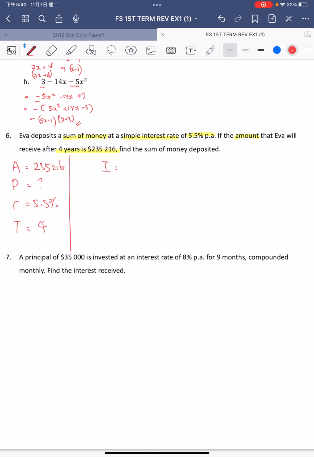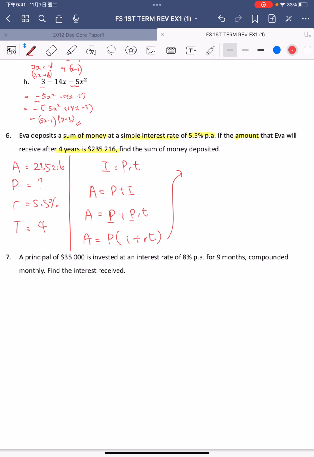So then we can use our formula to find the interest. Simple interest is equal to PRT, but this time we don't know the interest. But we can use the amount is equal to P plus I, the principal plus the interest. So then we can substitute the interest formula into this I, which means that we have A is equal to P plus PRT. PRT is basically just the I, substituted inside our formula. Then we can take out the P as the common factor. So we have A is equal to P times 1 plus RT.